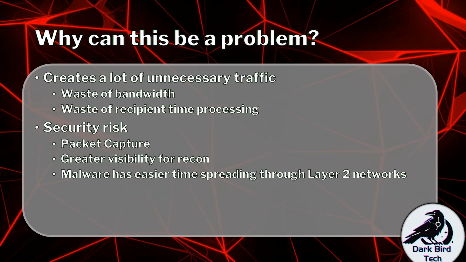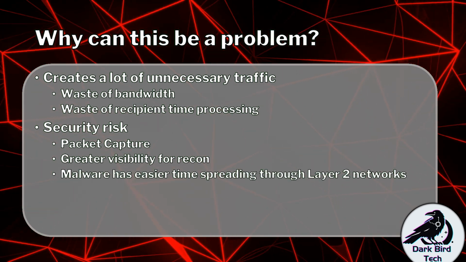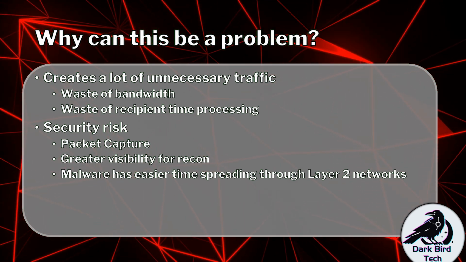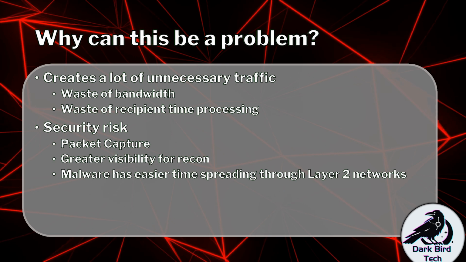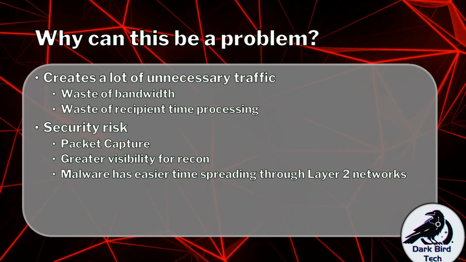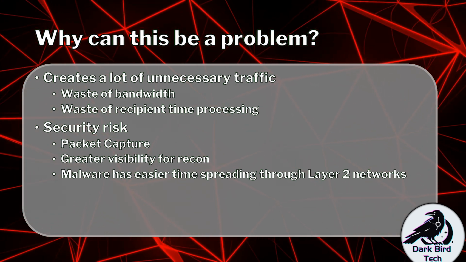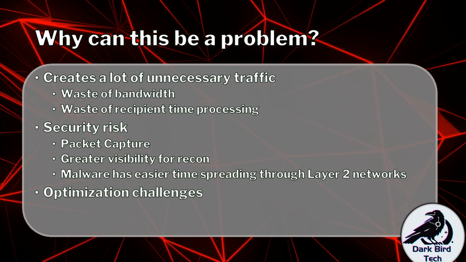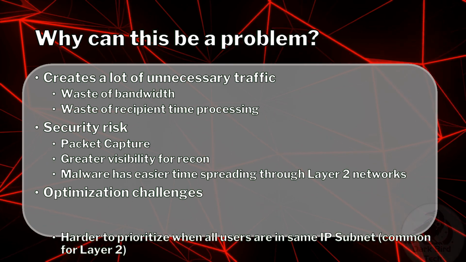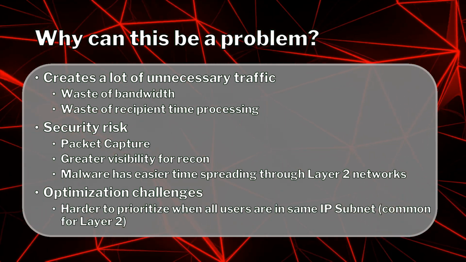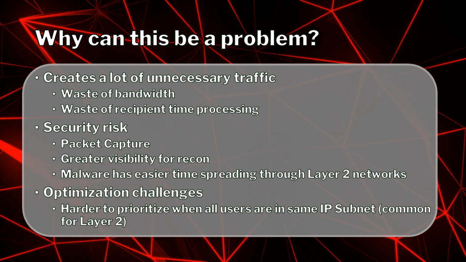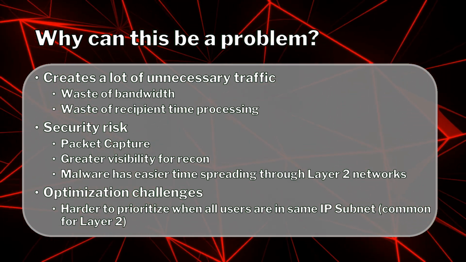And then malware generally has a much easier time spreading when everybody is on the same layer 2 network. If we can break it up into separate IP subnets, we can have a much easier time with keeping that malware isolated and contained. No guarantee, but we're going to have an easier time of it. And in general, we're going to have challenges making our network more optimal, because it's going to be harder to prioritize traffic when everybody is in the same IP subnet or common layer 2 network. So let's go and use VLANs to fix this.